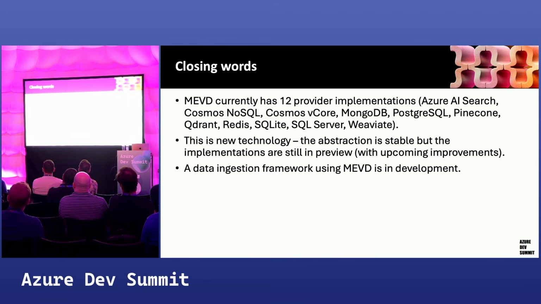So be prepared that this is a little bit new, like everything with AI, everything here is a little bit new, so there might be a bit of shakiness. There's also a bit of confusion. The abstraction is now Microsoft.Extensions.VectorData, MEVD. The implementations, though, are still under the semantic kernel namespace.